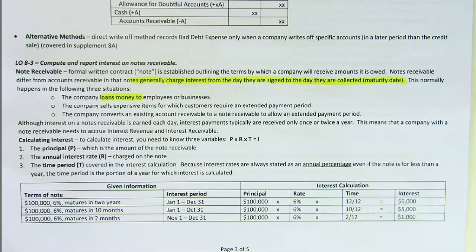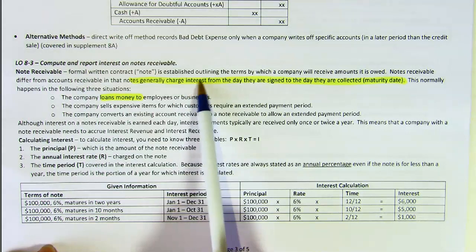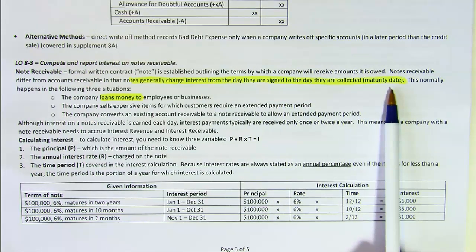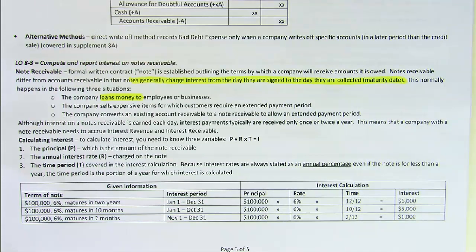Okay, so a note is a formal written contract establishing or outlining the terms by which a company will receive amounts it is owed, and as I mentioned, it's usually principal plus interest. Notes receivable differ from accounts receivable in that notes generally charge interest from the day they're signed until the day they are collected, which is called the maturity date. Another way in which they differ is that notes usually cover time periods greater than just the standard 30 or 60 day accounts receivable period. They can go for any length of time in terms of days, months, or years.